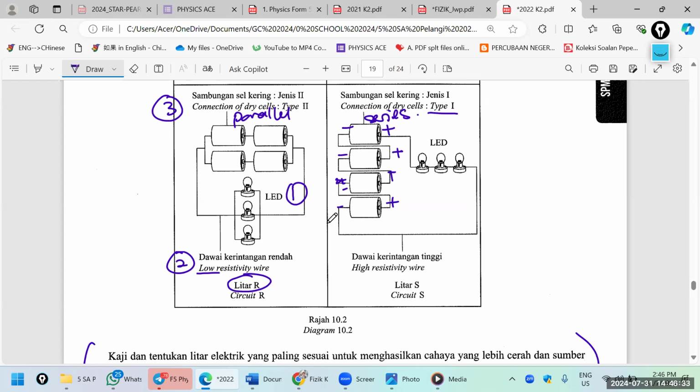Number 4 is, hey, I don't see number 4. Yes, the arrangement of LED. Number 4. Okay, you can see this is series. This is parallel. So actually here got 2 parallel. One is battery. One is bulb. Okay.